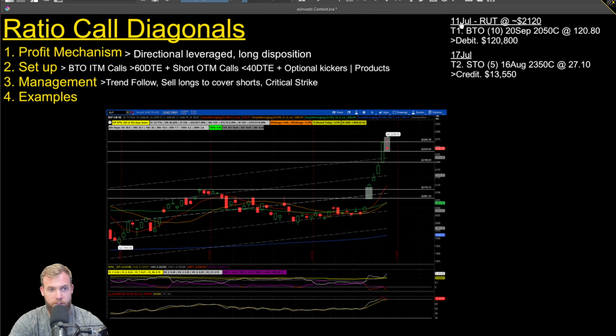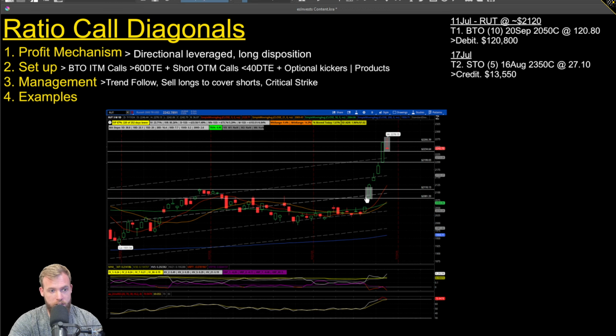So from the 11th of July, I did nothing. I bought these and did nothing. Then on the 17th of July, I decided to sell to open 5 of the 16 August, so about a month DTE, 2350 calls. So these are pretty far out of the money. These were around a 30 delta at the time for 2710.